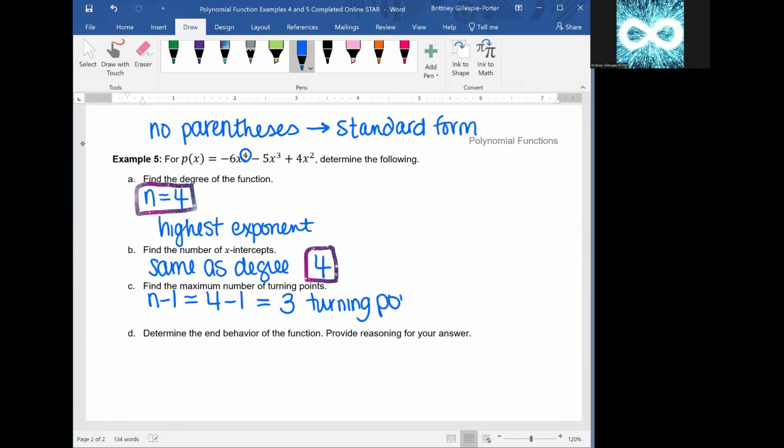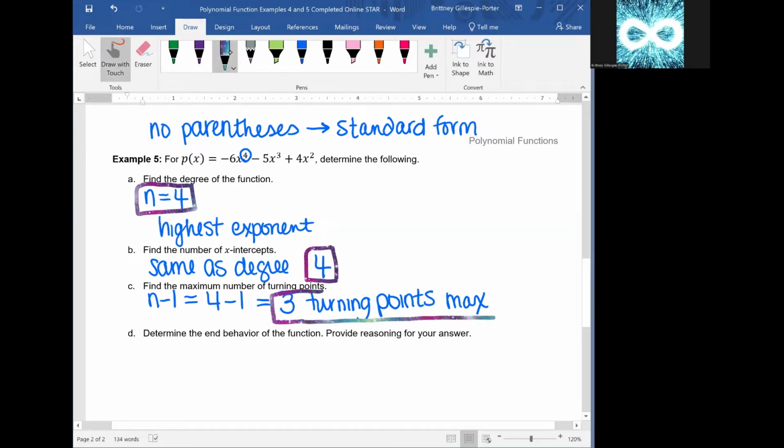Remember that you do not have to use all of them. You could have 1 turning point or 2. You could even have 3, but you can't have any more than that. You can only have up to the maximum number of turning points, which is always 1 less than your degree.